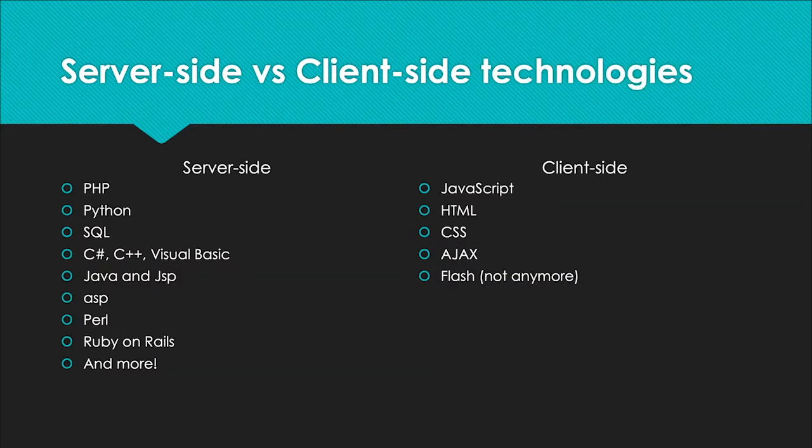Now here's a list of different web technologies that are used for the server side and the client side. So the server side we have PHP, Python, SQL, which takes care of databases, and then C#, C++, Visual Basic, Java, JSP, ASP, Perl, Ruby on Rails, and a whole lot more. There are a lot of different web technologies and languages that can be used on servers to process different data. And on the client side, there's fewer.